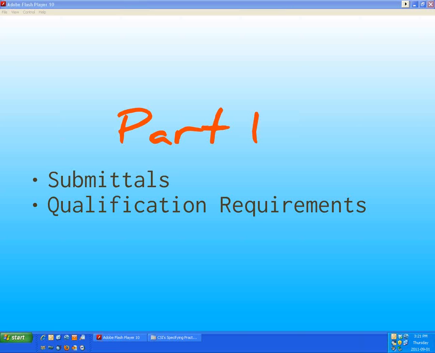Okay, let's talk about qualification requirements. All right. I think that the qualifications usually end up applying to the installer, could be a fabricator, could be a testing lab if it's a lab furnished by the contractor, could be an engineer if we're assigning delegated design.